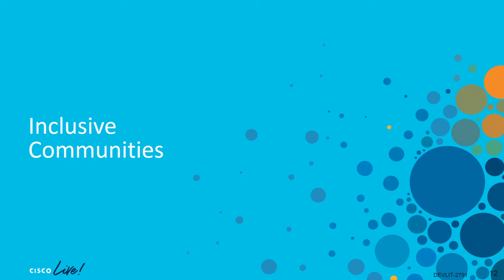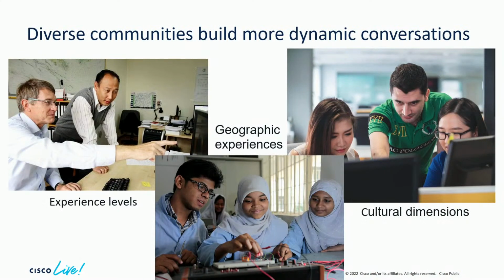So I gave you a little bit of background on what our community is, but to build engagement, having a more inclusive community is really going to help us. One of the great things about having a diverse community is that you can build dynamic conversations. We get people of all sorts of different experience levels. We have students and subject matter experts, engineers and salespeople. Different geographic experiences help build a more dynamic conversation too. Maybe someone is living in a place where they have strange infrastructure or government restrictions on their communications. It all feeds into a more dynamic conversation, as well as cultural dimensions.